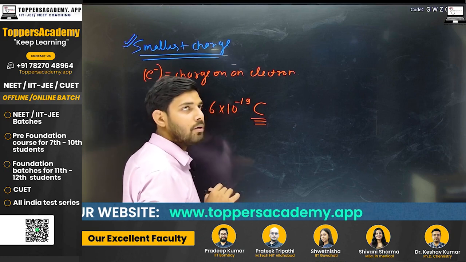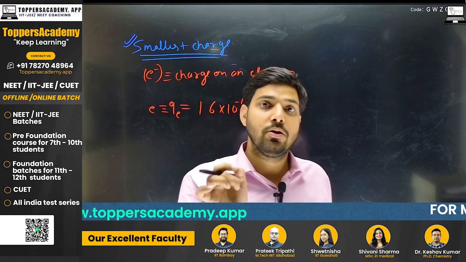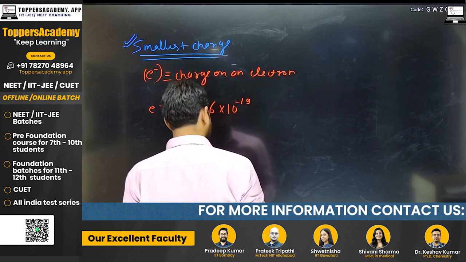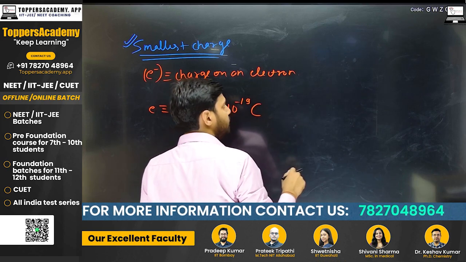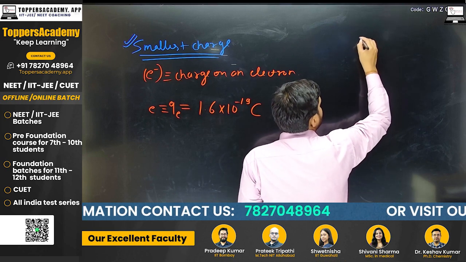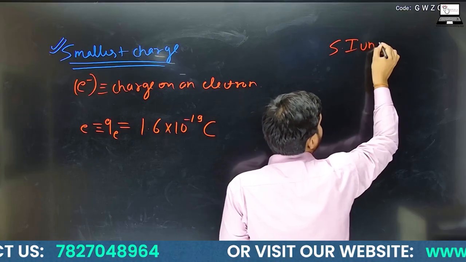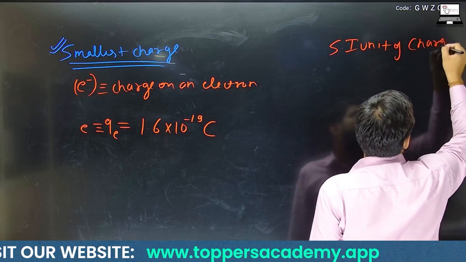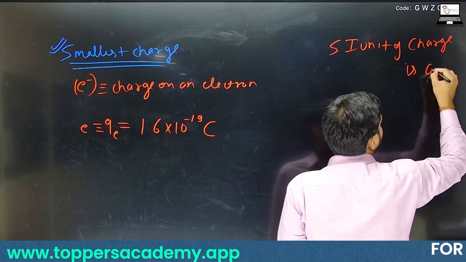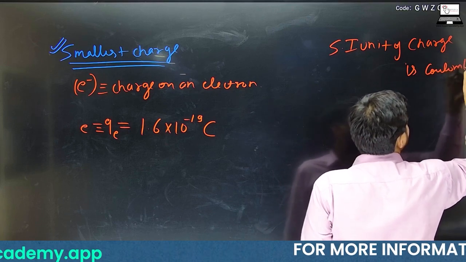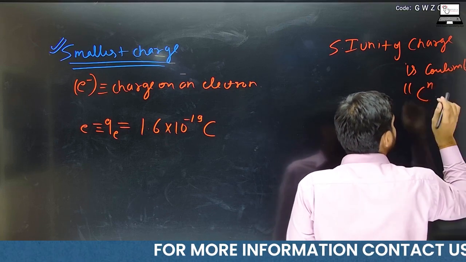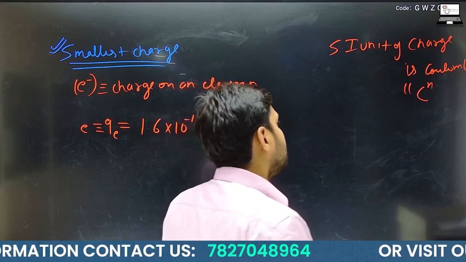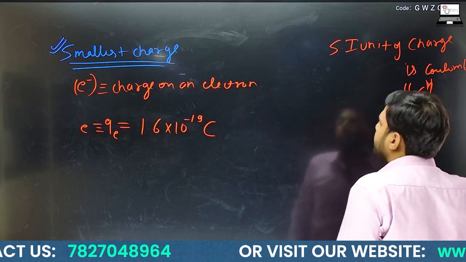What is Coulomb? Coulomb is the charge unit. Coulomb is the unit of charge, like the unit of mass is kg. So we can say the SI unit of charge is Coulomb, denoted by capital C. Clear?